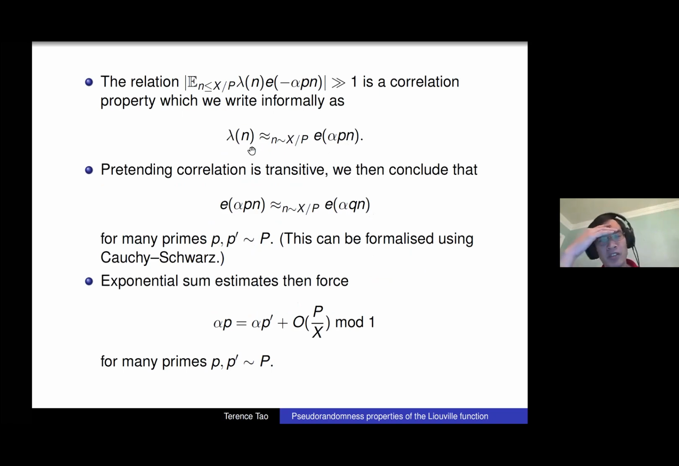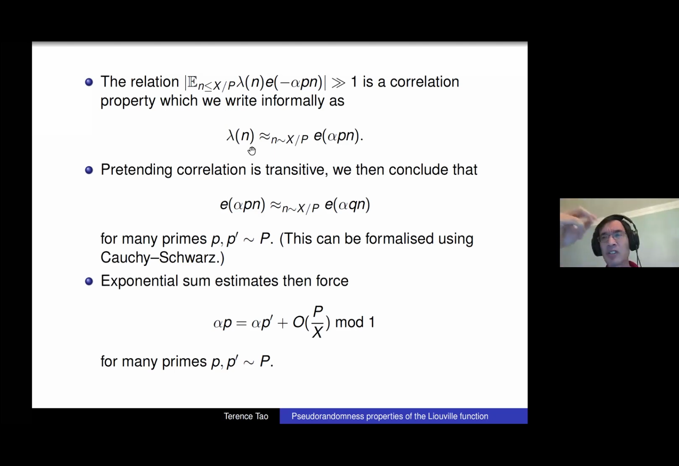Now, correlation is not transitive. This is something that we beat into the heads of our statistics students, right? That if A correlates with B and B correlates with C, then A doesn't necessarily correlate with C. But nevertheless, it does happen quite often that if A correlates with B and B correlates with C, then A has a propensity to correlate with C.